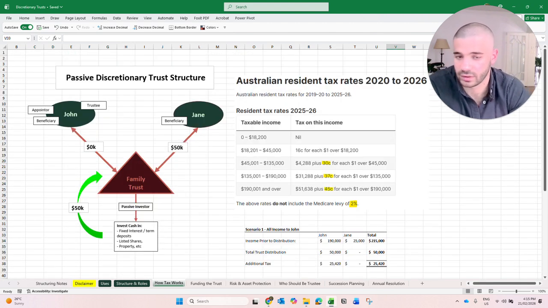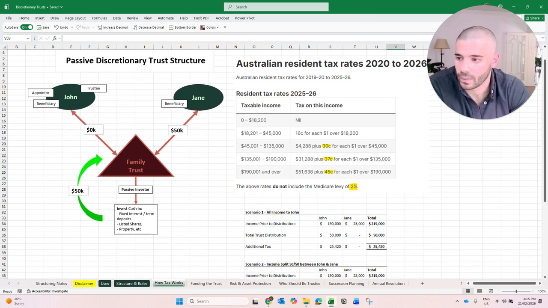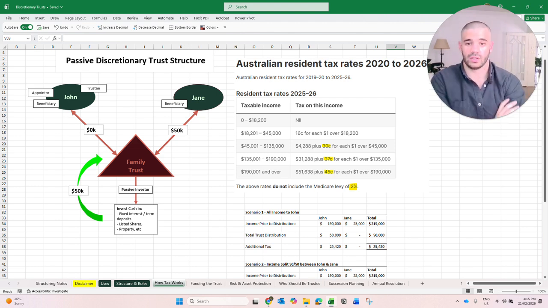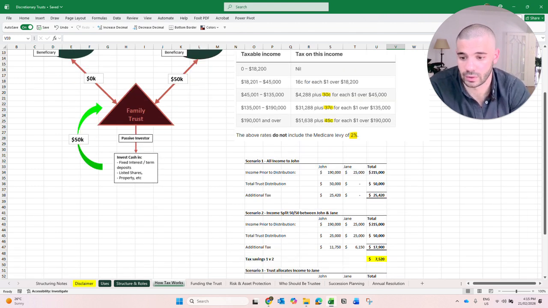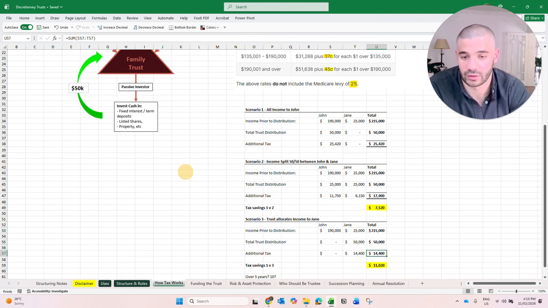This is a pretty basic example. There are plenty other ways to think about this. For example, if John and Jane had children who were approaching adulthood and maybe they were recently 18, 19, 20 and they went off to university, and let's just say John and Jane were paying their college fees or their dorm fees or helping them with rent, living costs while they were away studying. In that case, you could probably distribute some income to the kids, and if they were only working part-time, you would again get a very good tax outcome.